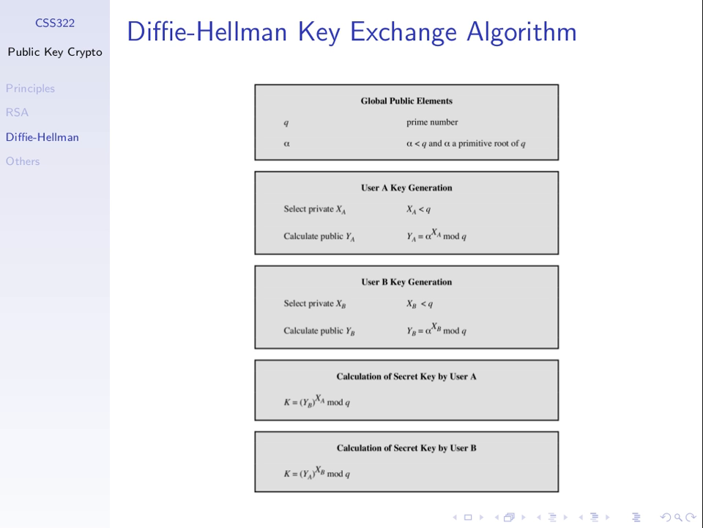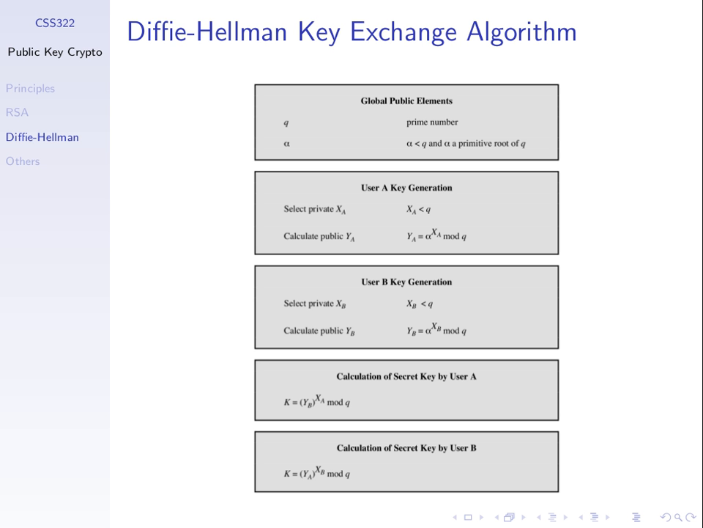So we've just shown an example of the algorithm, and then we showed why does it work? Why do we get the same K at both sides? Now we'll show, well, what can the attacker do? What's known by the attacker in this case? YA, YB, Q and alpha, and the algorithm.